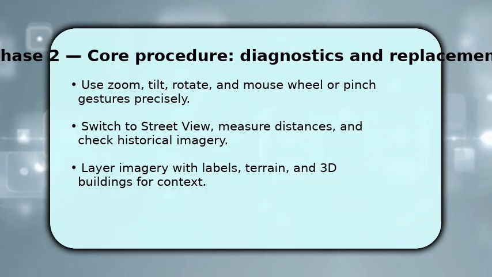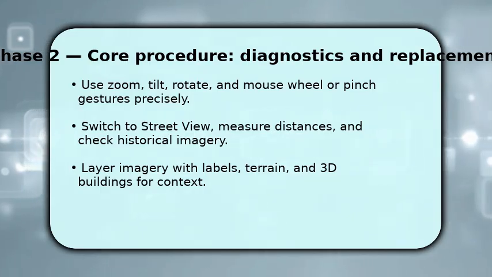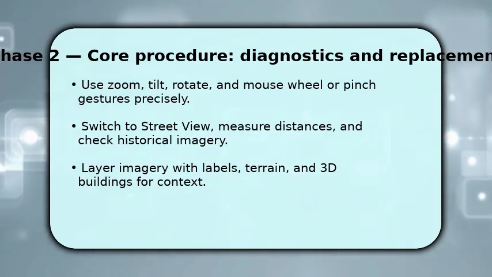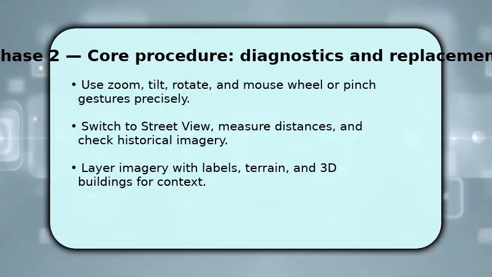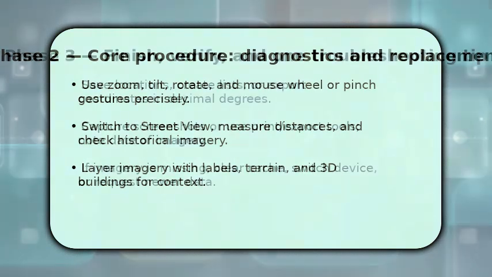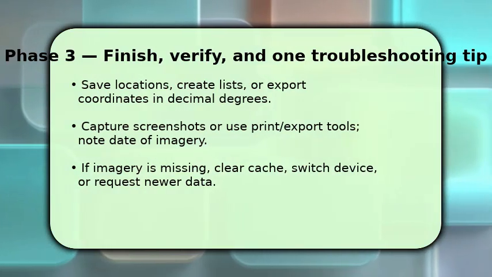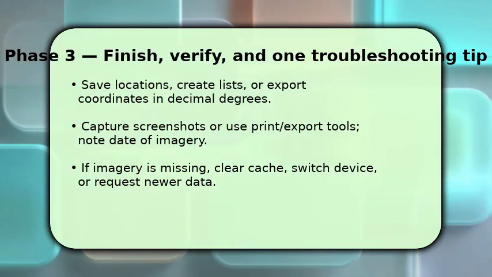Also, toggle labels and 3D buildings to understand orientation and elevation. Combining layers gives both visual detail and navigational context, which clarifies what you're seeing. Finish by saving places to lists or copying coordinates in decimal degrees for sharing.